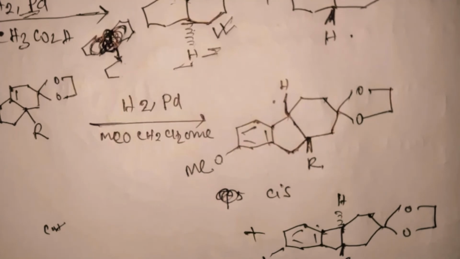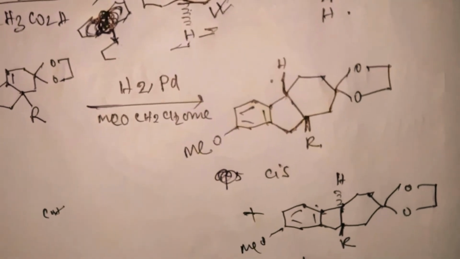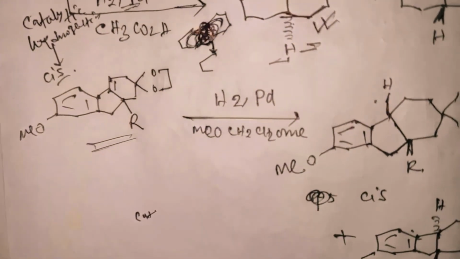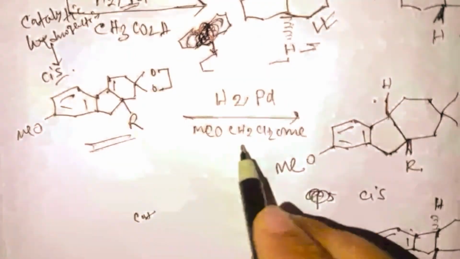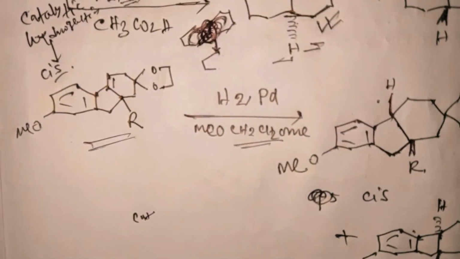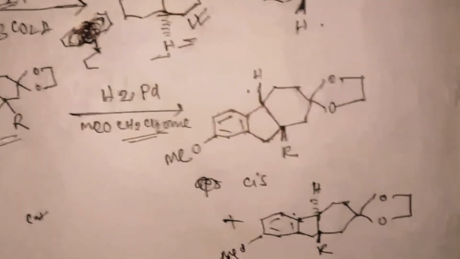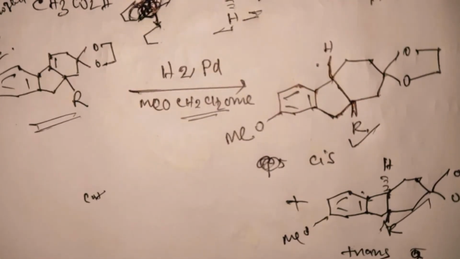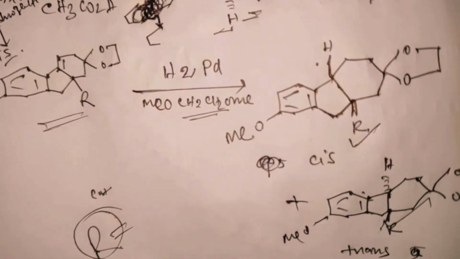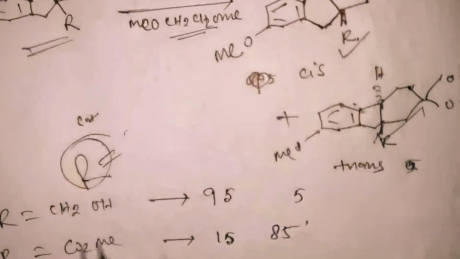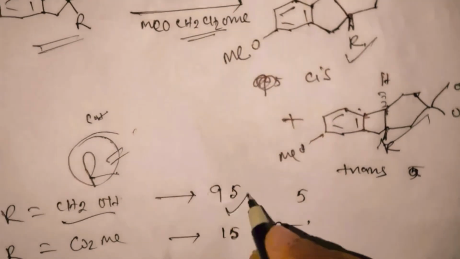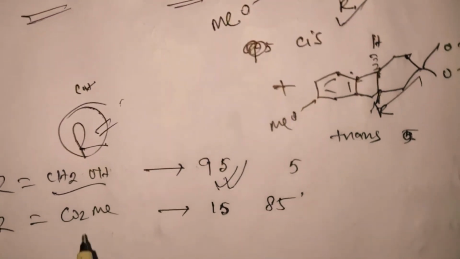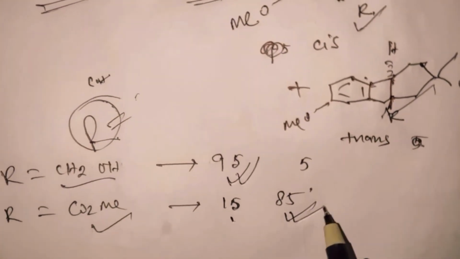Same thing here. This is the substrate, and we use hydrogen and palladium, and this is the solvent. Here we get cis and trans, and whether cis or trans is major depends on the substrate. If the R group is H, then the cis product is major. Or if the R group is CO2Me, then trans is major.